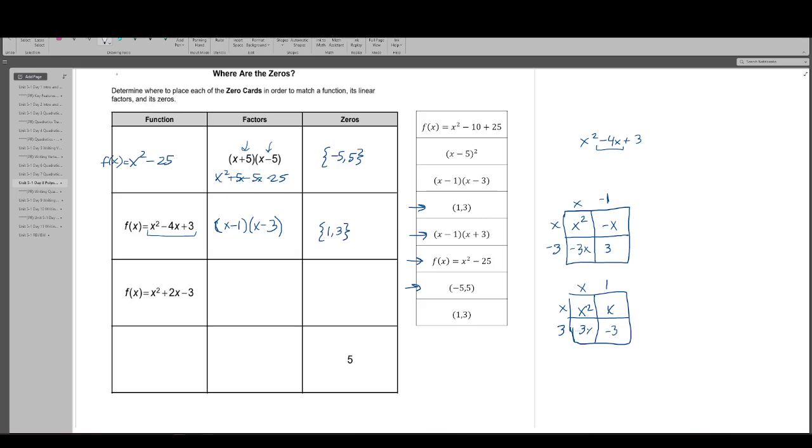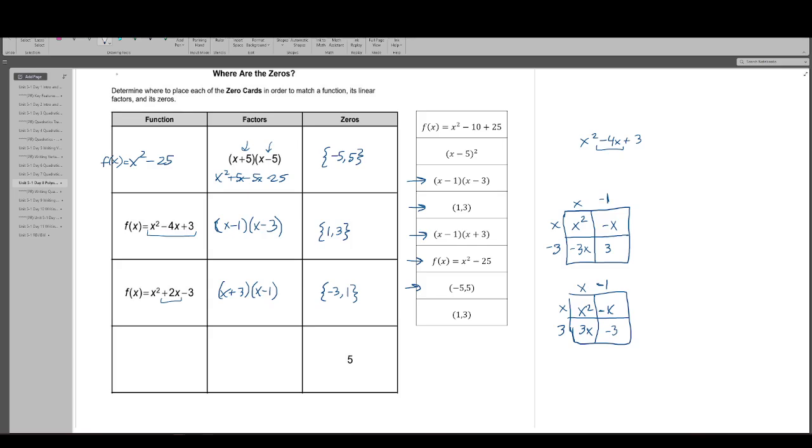Okay, so we have x and 3x. We need a positive 2x in the middle. I don't know why I thought that was negative. So I need a negative 1x. So we end up with x plus 3 times x minus 1. So now we've used up the other one of these. And our zeros would be, the smaller one would be negative 3. The larger one would be positive 1.